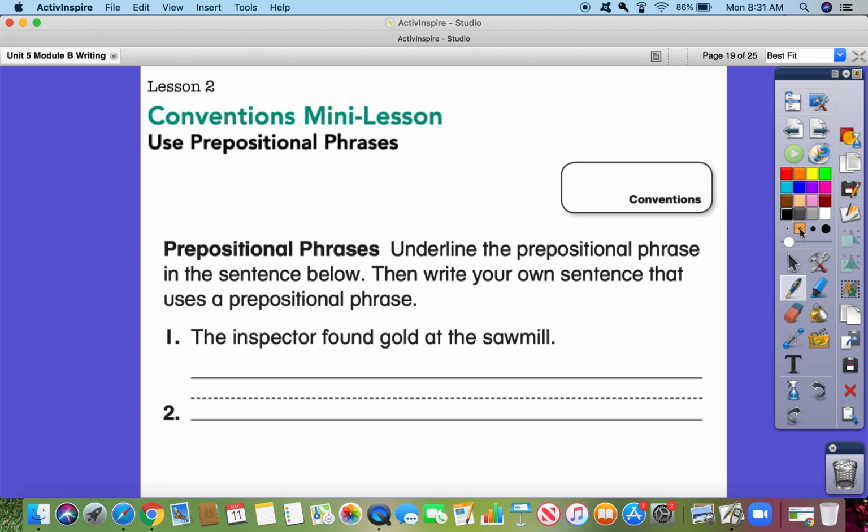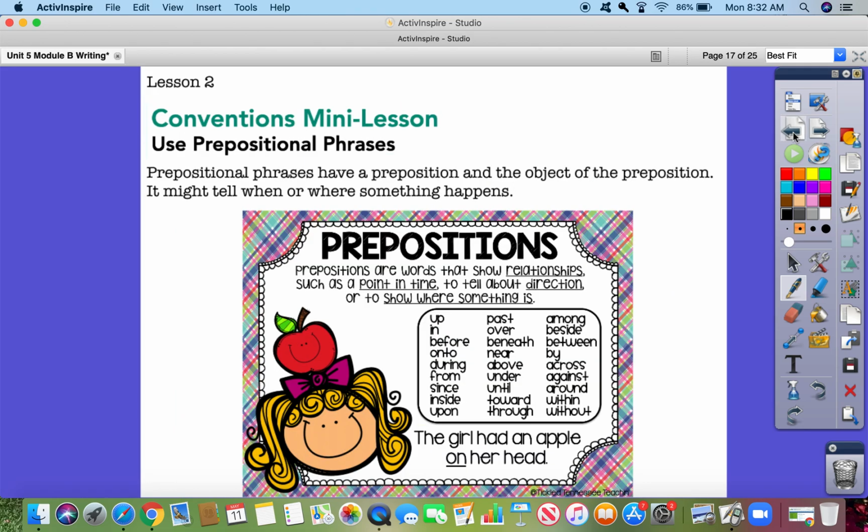Let me make this a little bit smaller. The prepositional phrase, right? So my preposition is at, but the whole prepositional phrase would be at the sawmill, because it tells me where. Where did the inspector find gold? At the sawmill. Okay, so for number 2, I would like you to make up your own sentence. Remember, you can go back and look at all these different prepositions to use to help you.